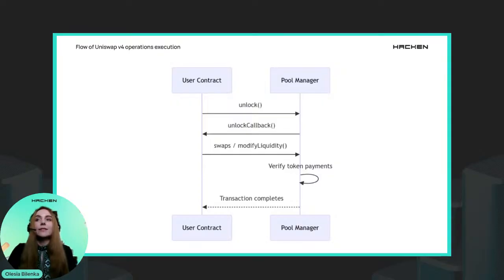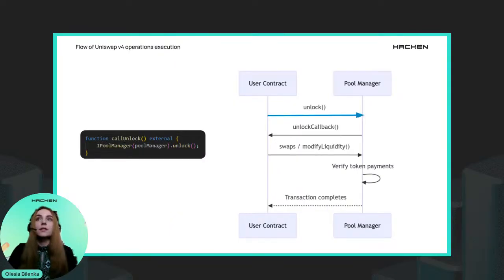It all begins with a call to unlock in the pool manager, and this call enables execution of other Uniswap operations. The pool manager then calls unlockCallback in the user contract, and inside unlockCallback, you may include all the necessary pool manager functions like swap, modify liquidity, another swap, or so on. And after this, Uniswap V4 verifies that all token transfers were made correctly by both the user and Uniswap itself. And if everything checks out, the transaction is completed successfully.